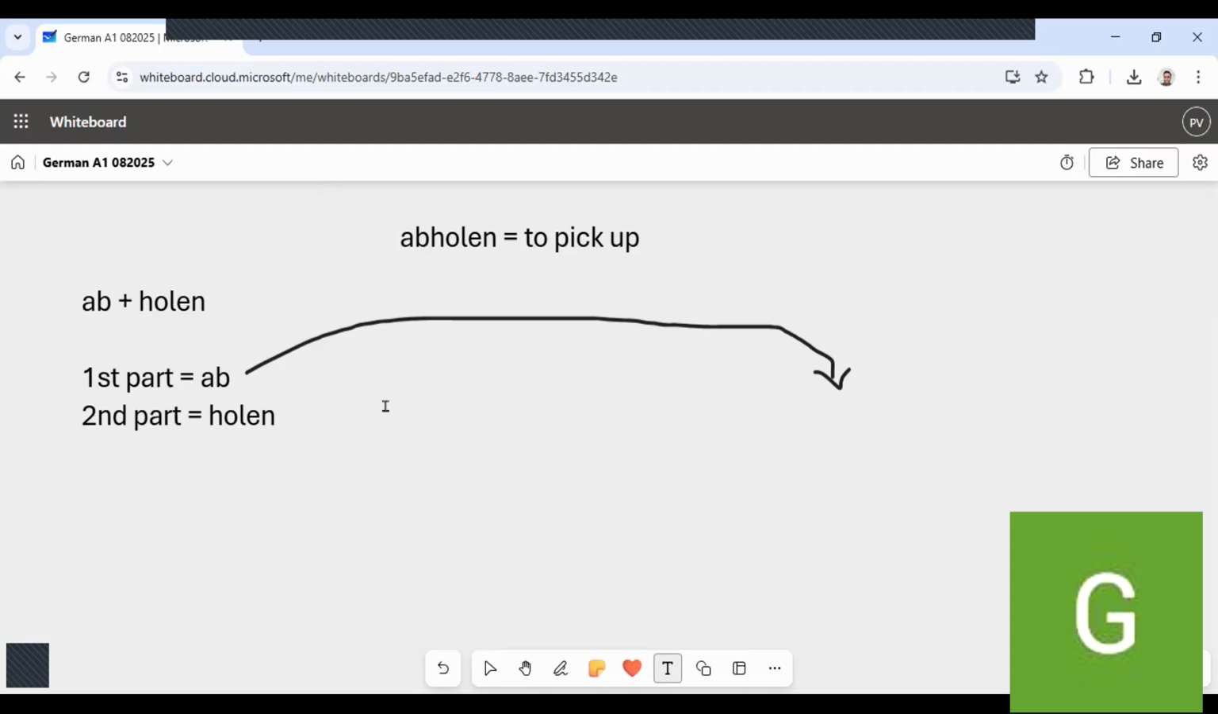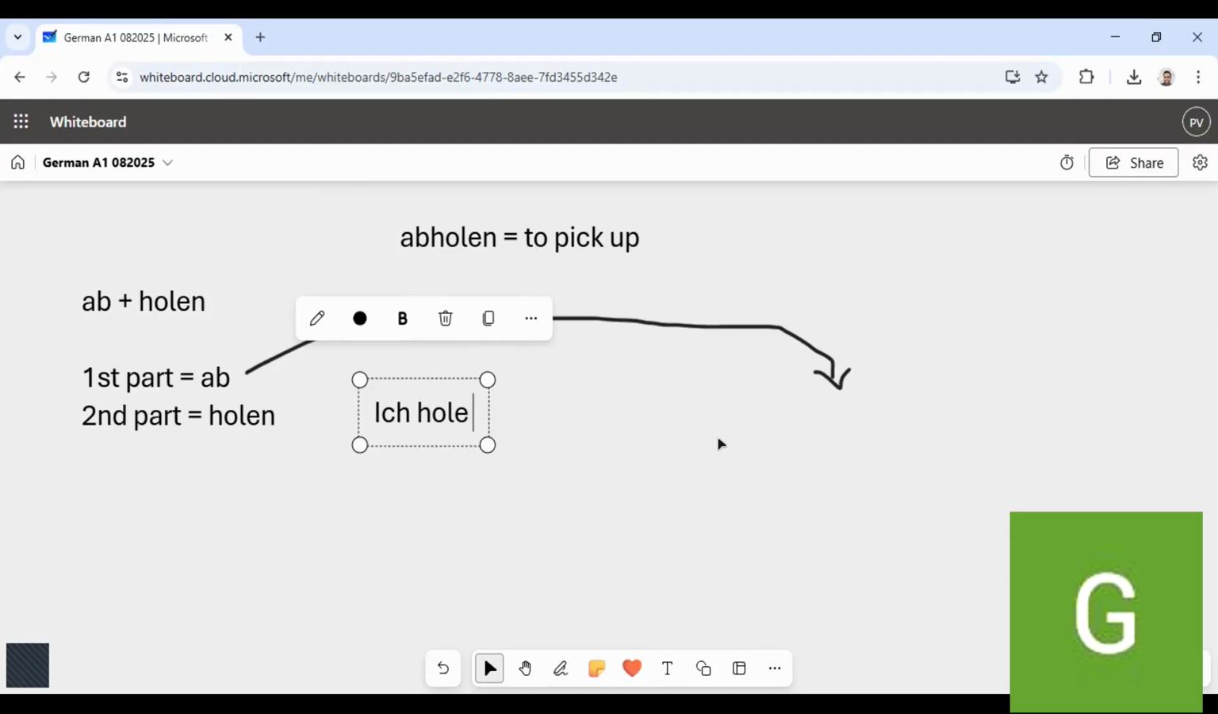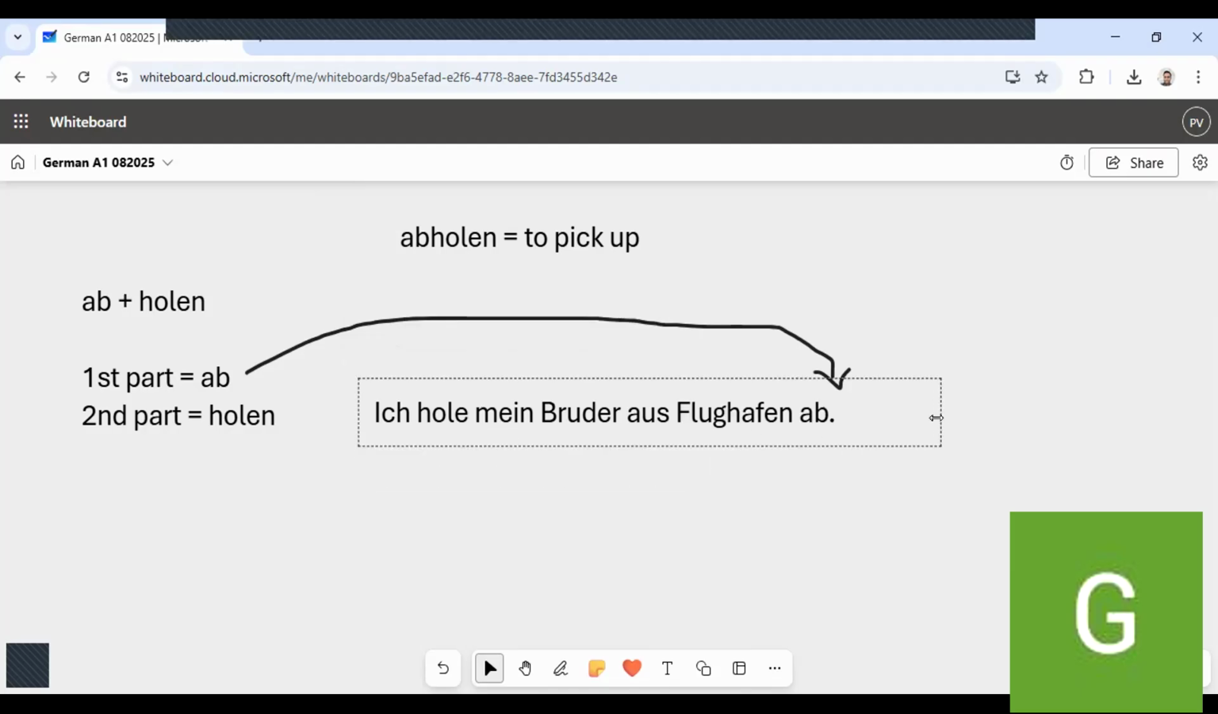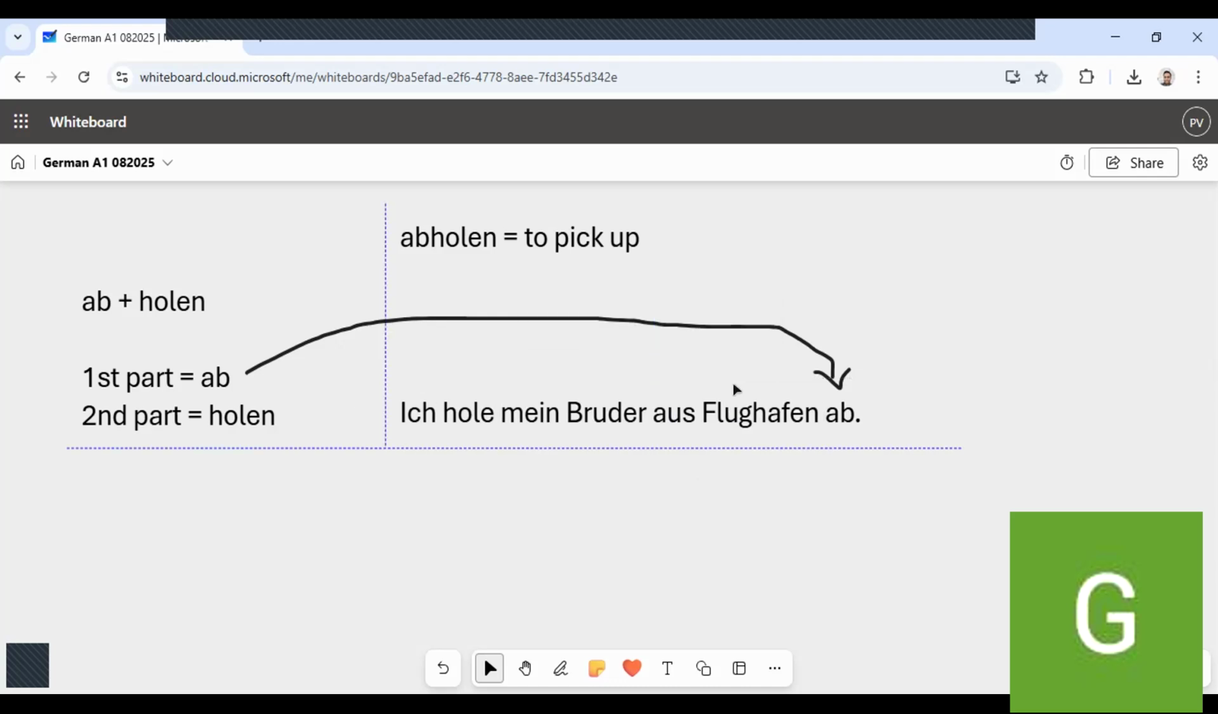Suppose I want to make a sentence that I'm going to pick up my brother from the airport. The sentence will be like: Ich hole. I will conjugate the second part and put it in the second position of the sentence. Ich hole meinen Bruder vom Flughafen ab. So this is the complete sentence. The first part is going at the very last of the sentence. Then the sentence is framed without any complication.